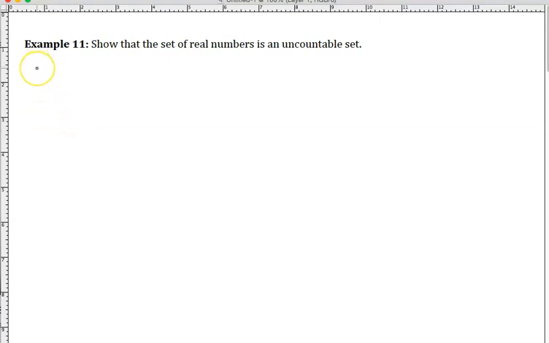Cantor was a famous mathematician that started a lot of the set theory stuff. So this is Cantor's diagonalization argument.